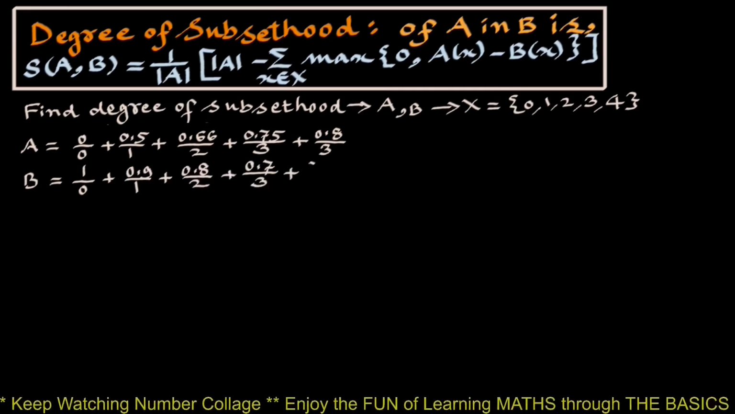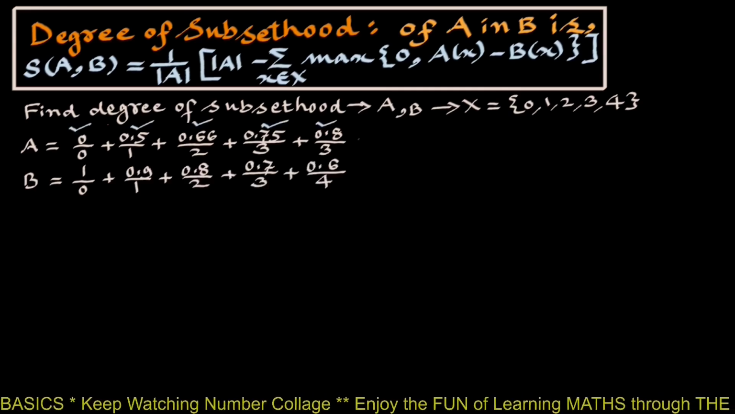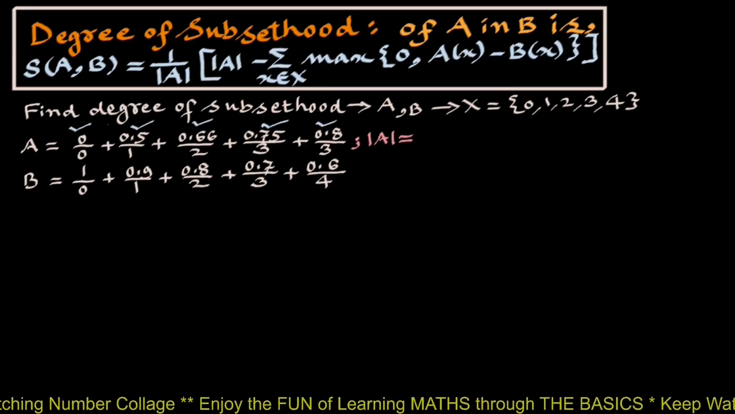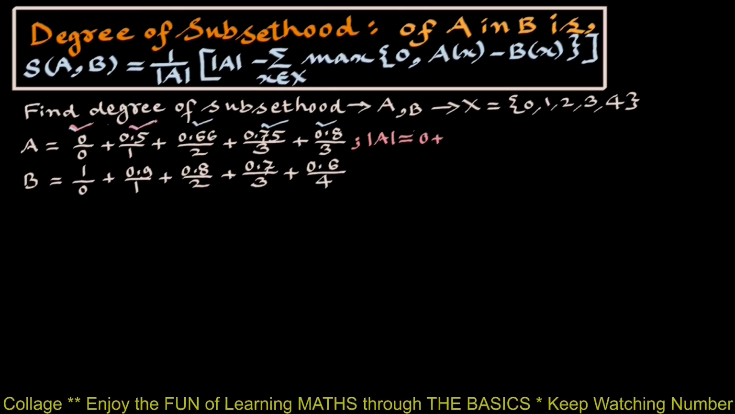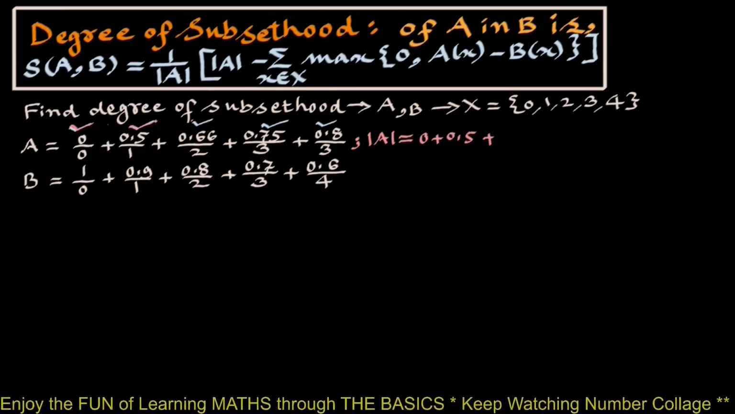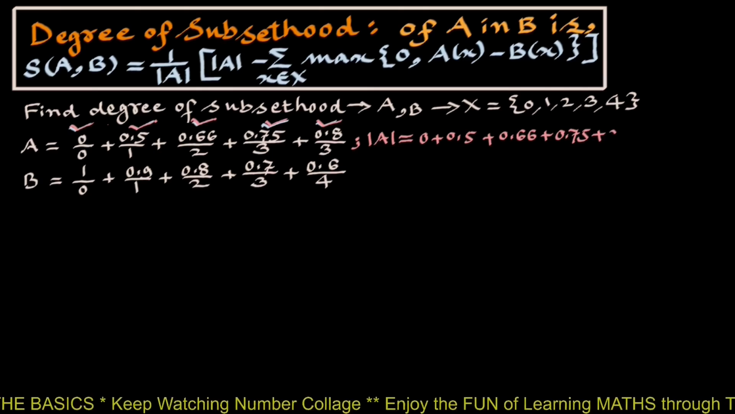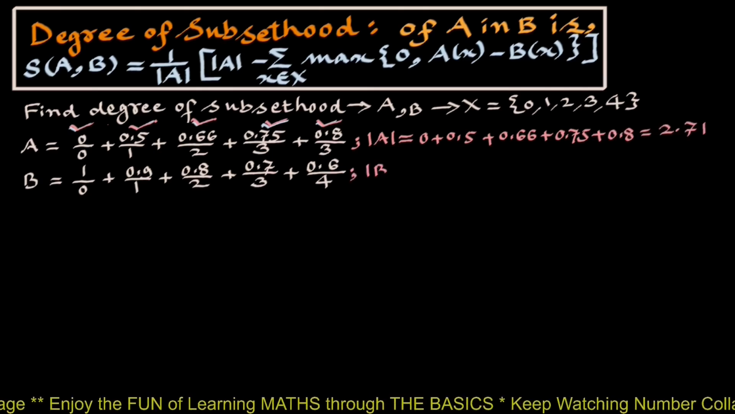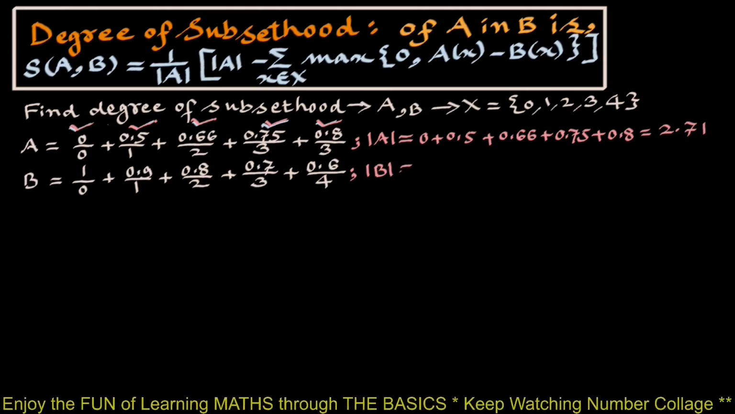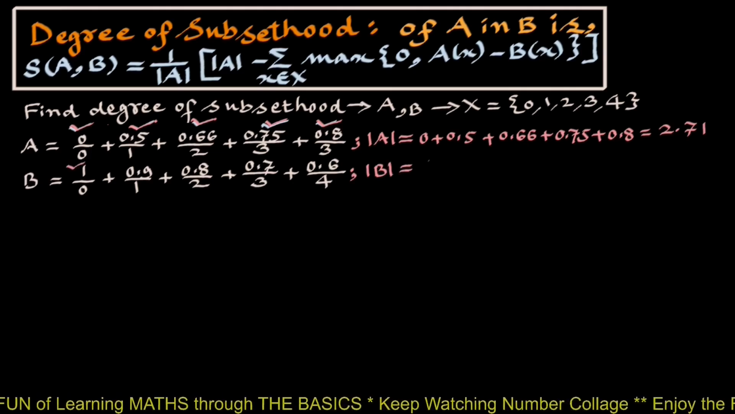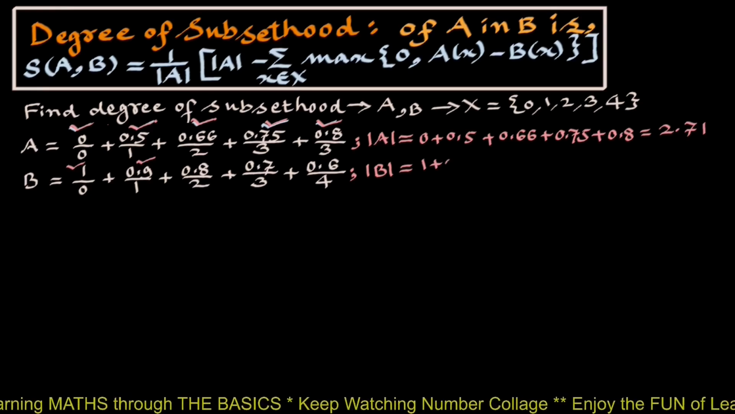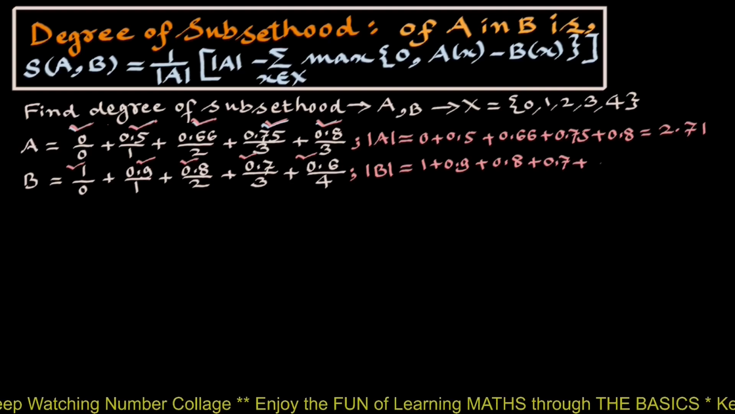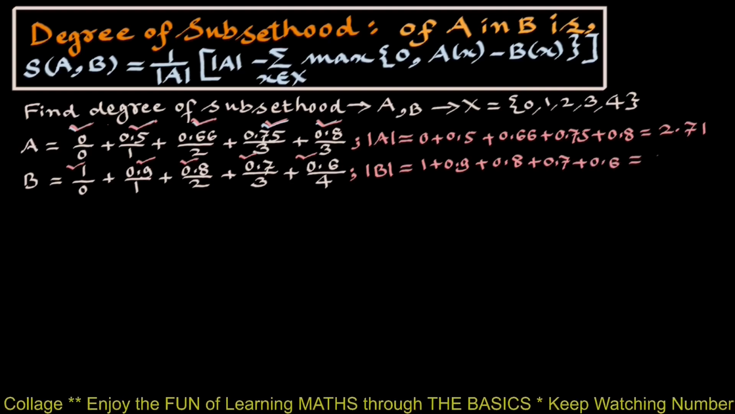plus 0.6 upon 4. From fuzzy set A, we will write scalar cardinality of A, which is 0 plus this 0.5 plus etc. plus this 0.8, which will be 2.71. Similarly, let us write scalar cardinality of B also, which is this 1 plus this 0.9 plus etc. plus this 0.6, which equals 4.